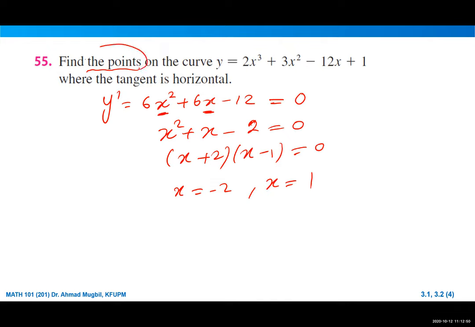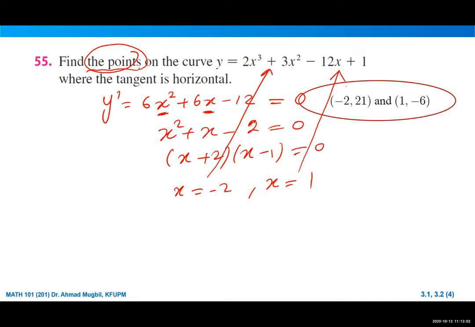Usually when they ask you about points, it means x and y, two coordinates. So now find y when x is negative 2. When x is 1, find y. And this will be the point: negative 2 and 21, 1 and negative 6. If they ask you about the y coordinate of the point. Is that clear, Shabab? Any question about this? Or we will go to the next one.